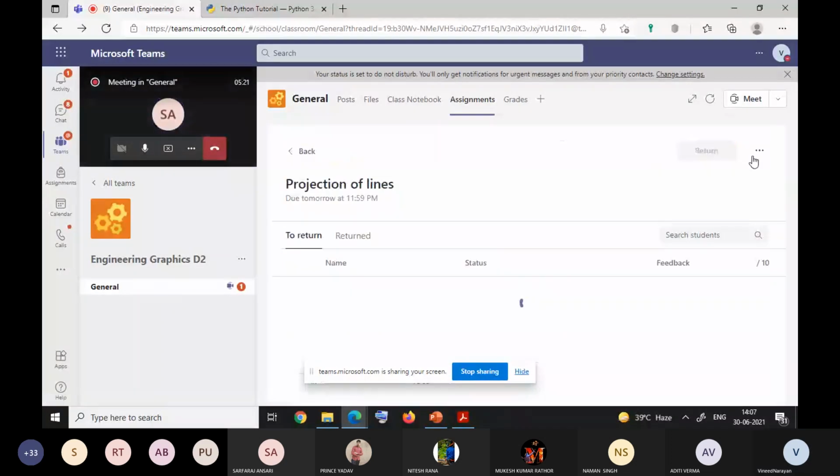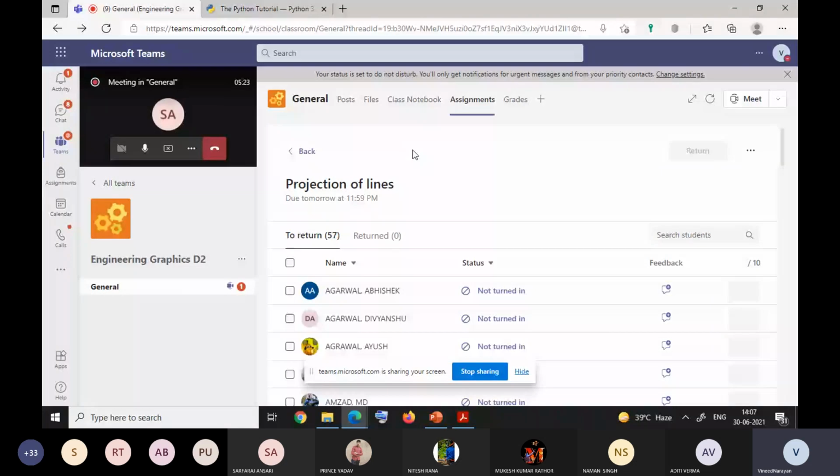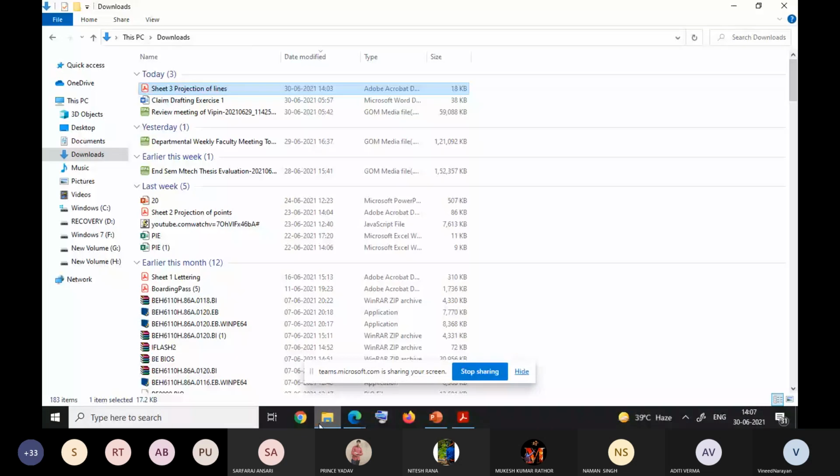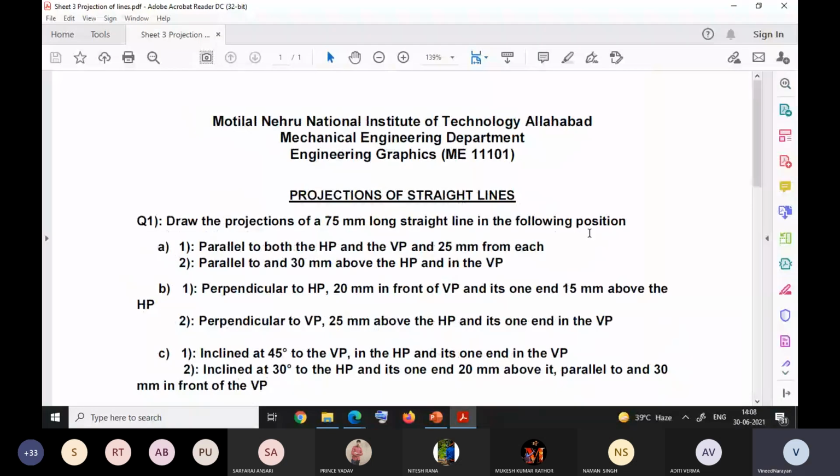So file is available. We can practice a few of this today. The first question is draw the projection of. Kindly mute yourself if you have no doubt.